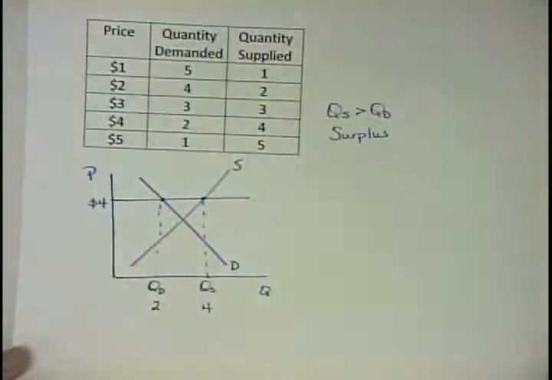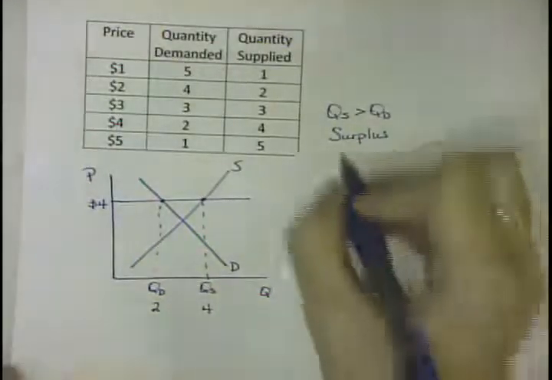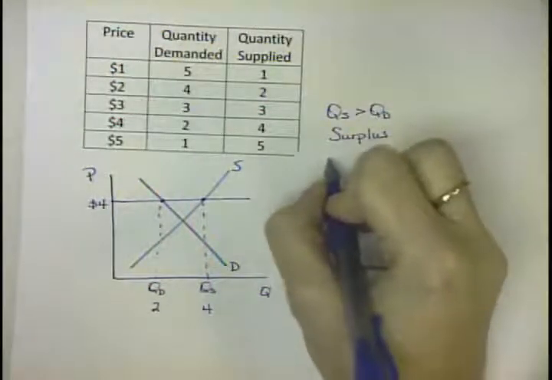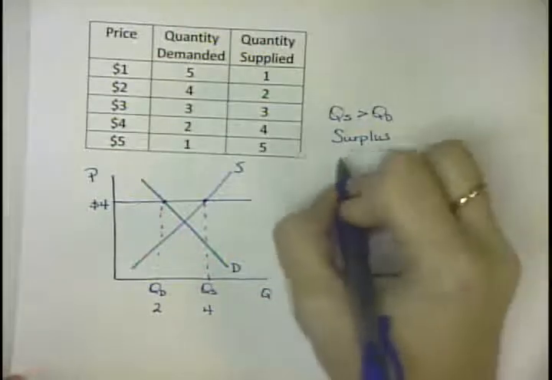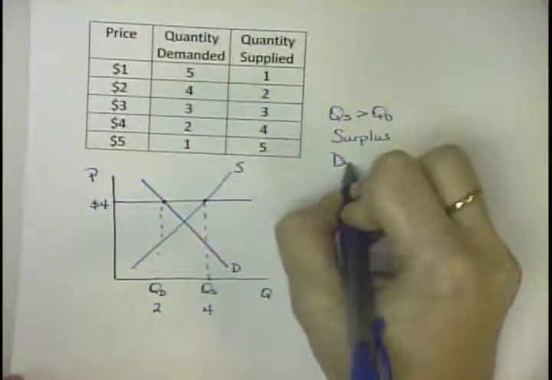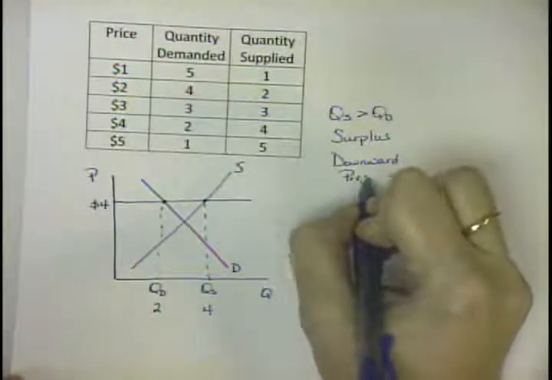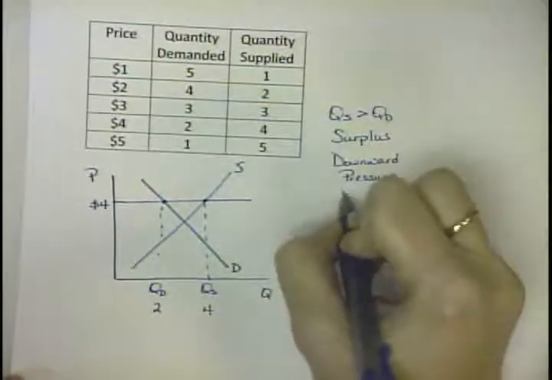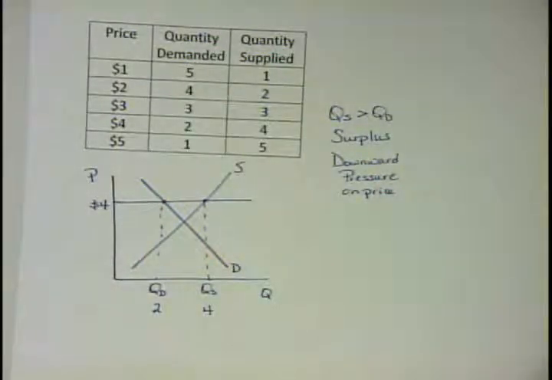Okay, so what's going to happen with a surplus? Well, these sellers have all this stuff left over, so what are they going to have to do to get rid of it? They're going to have a price reduction. So when quantity supplied is greater than quantity demanded, we have this surplus, and that's going to put downward pressure on price. Okay, so when we see quantity supplied greater than quantity demanded, we should then have downward pressure on the price because of the surplus.